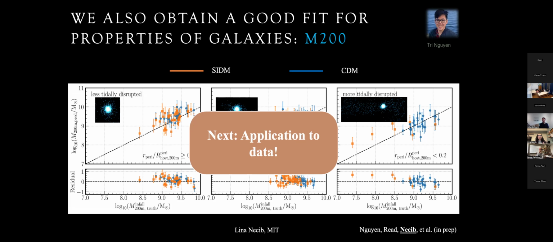But the next thing in our big pipeline is to apply all of this to actual real data and provide the field with inner profile density profiles of dark matter in the dwarf galaxies that we have. We have data for dwarf galaxies in the Milky Way and those from Andromeda.